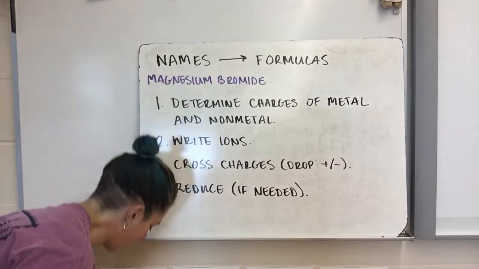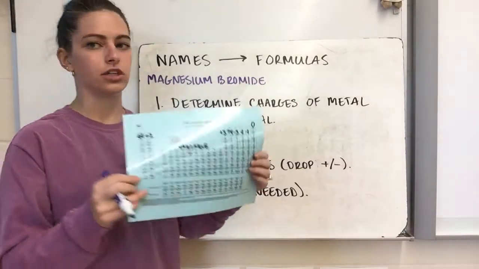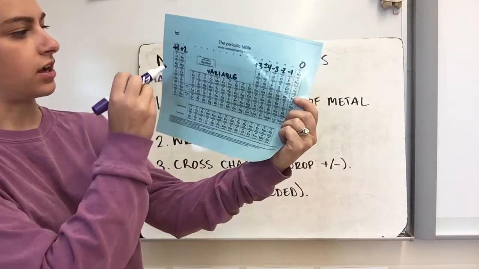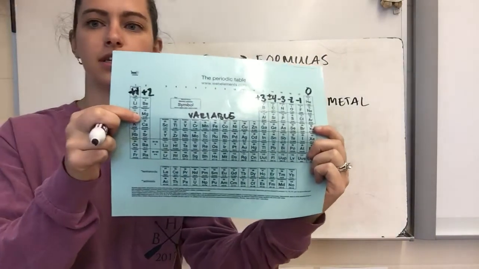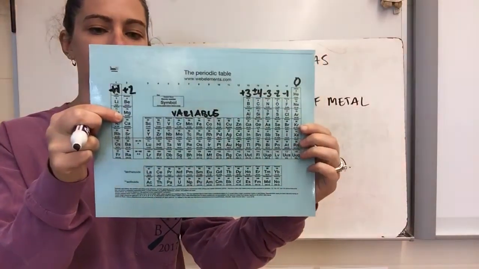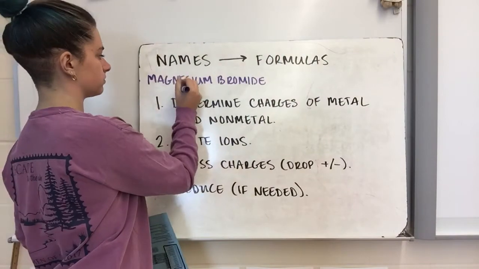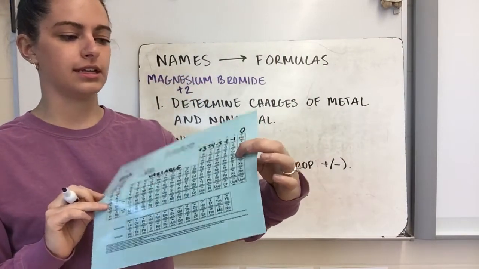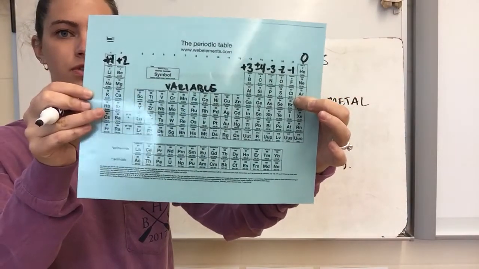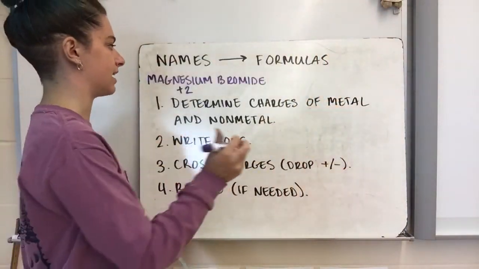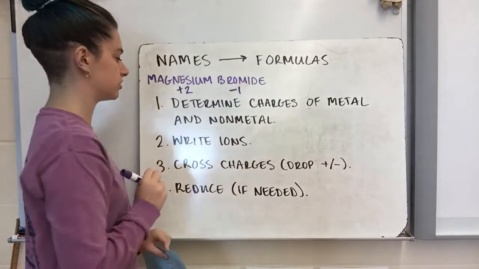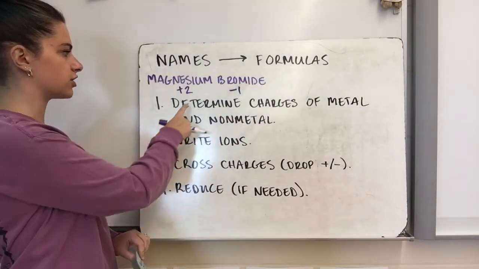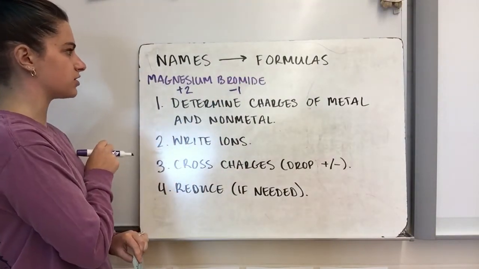So if I'm looking at my periodic table, the charge on magnesium, so if I go and find magnesium, magnesium is here in the second column, so it has a +2 charge. And then bromine is in the last column before the noble gases over here, so it has a -1 charge. So I determine the charges. My second step is to write the ions.